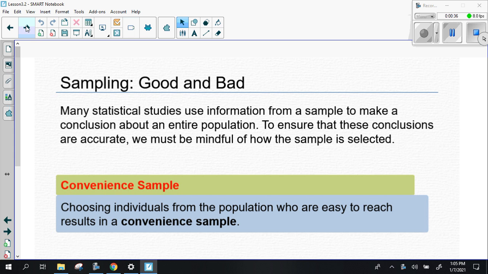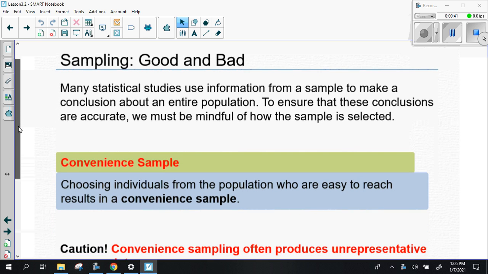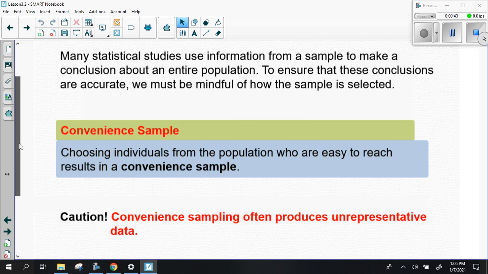So a convenience sample is one way of sampling that is not good because we're just choosing individuals from a population who are easy to reach. So for instance, if I just stood out in front of Chick-fil-A and gave people a survey to fill out before they got out of line, that would be a convenience sample. I wouldn't necessarily be getting a representative population. I would probably be getting the easiest way to get the data, I should say.